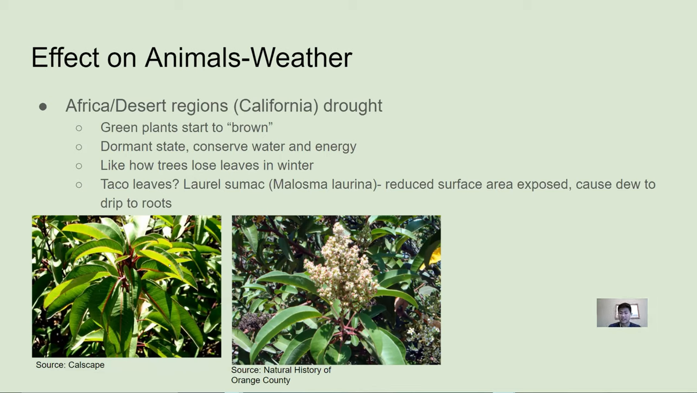And also, it's curved like a taco shell because it causes dew and rainwater to drip down into the roots. It kind of serves like a slide or like a funnel. So any water that lands on the leaf slides down the leaf and falls to the soil below the plant, which is where the roots are. Okay, so do you guys have any questions about this?